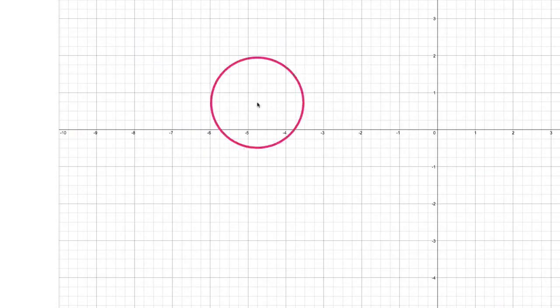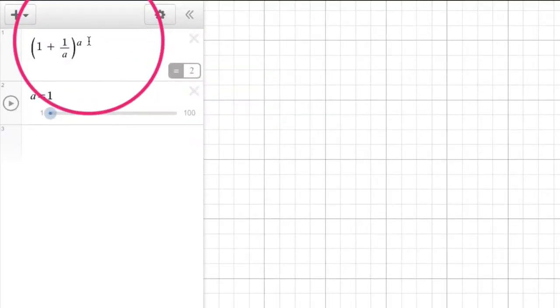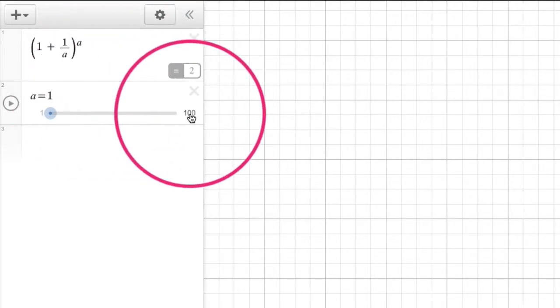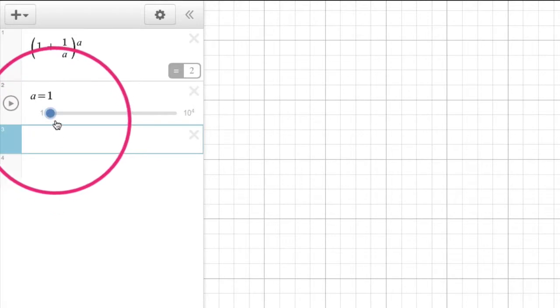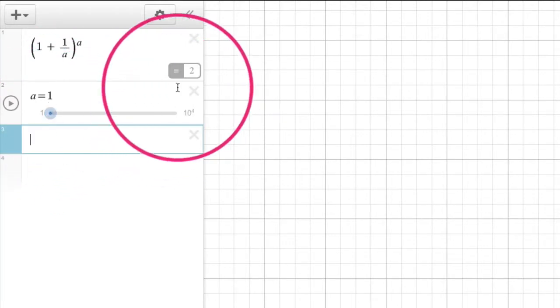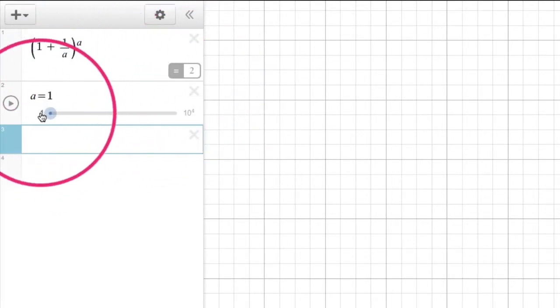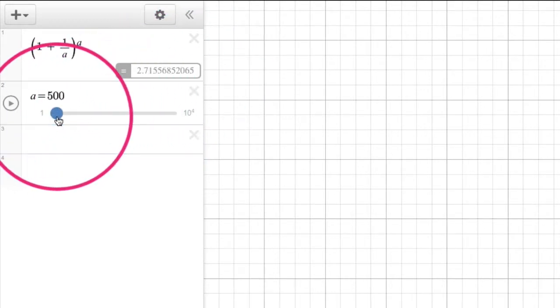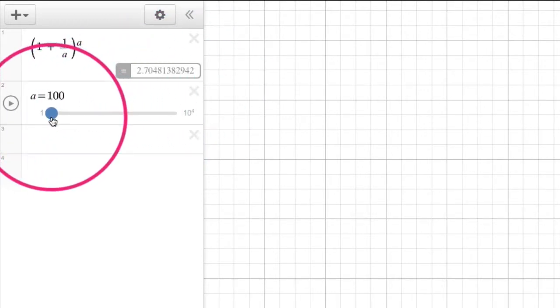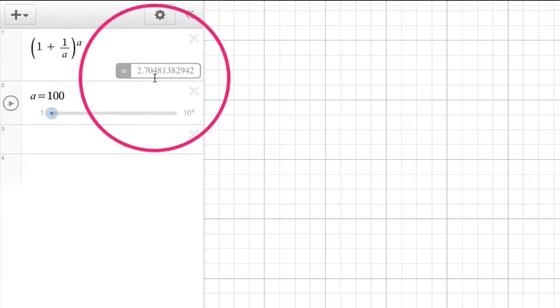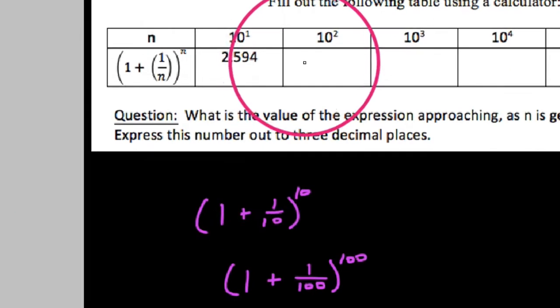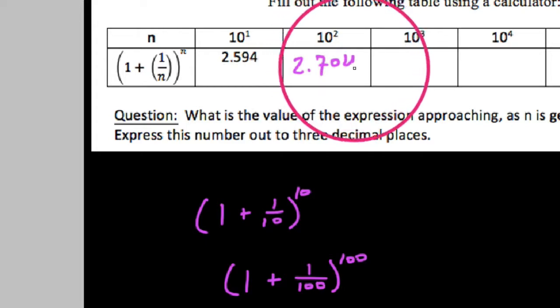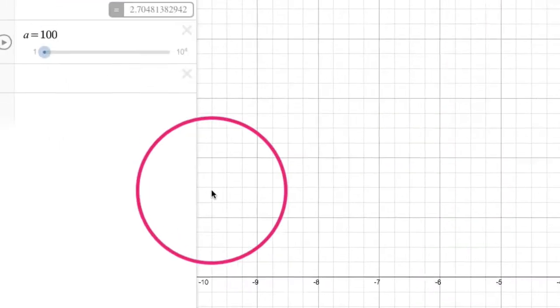And actually I've already put this value into Desmos.com with a slider for a. Let's make this go up to like 10,000 here. Essentially we're saying as a gets larger and larger, let's look at what the value of this quantity is doing. If you plug in a equals 1, you start off at 2. But when we plug in 100, we get about 2.704. So right here where we're plugging in 10 to the second, we get approximately 2.704.